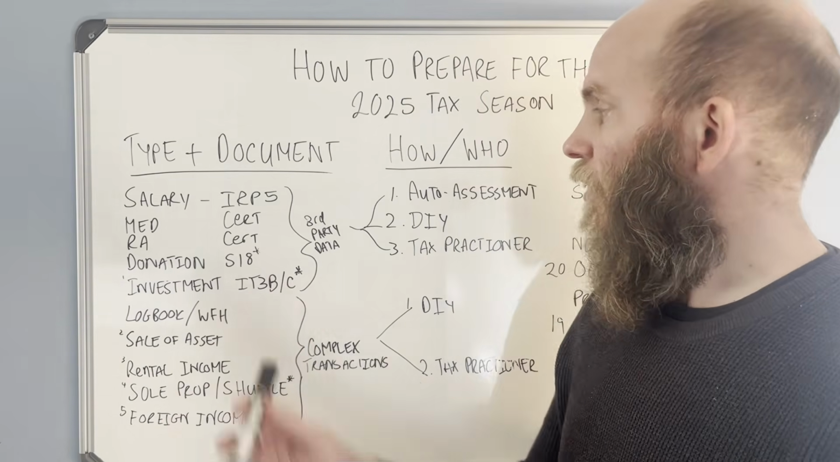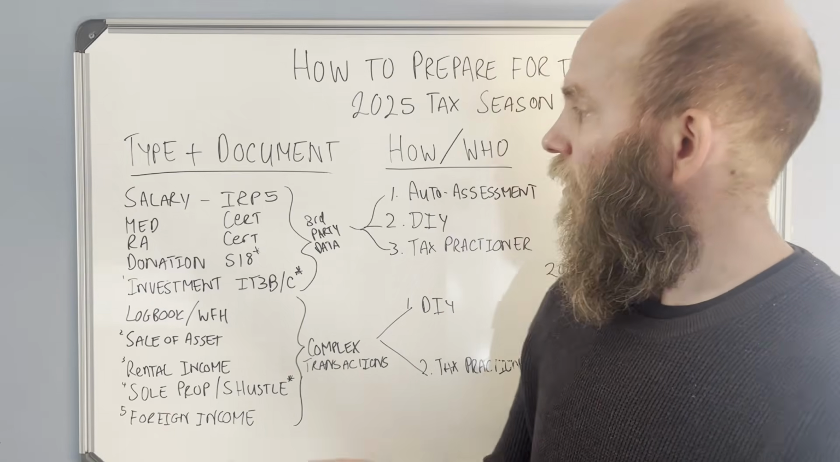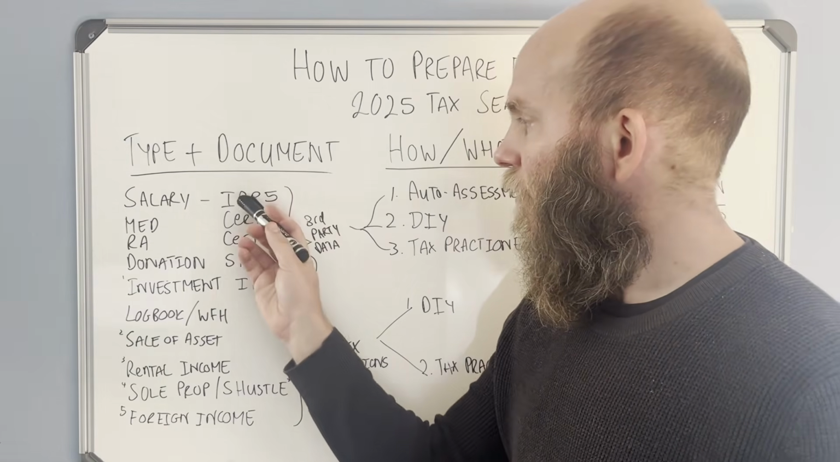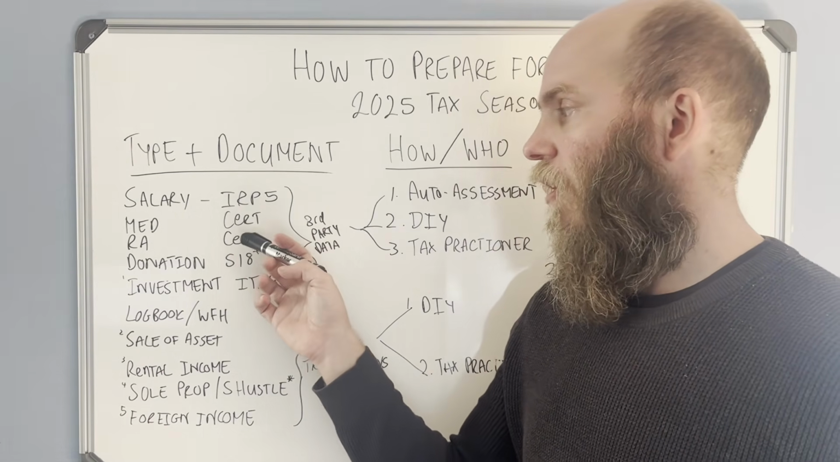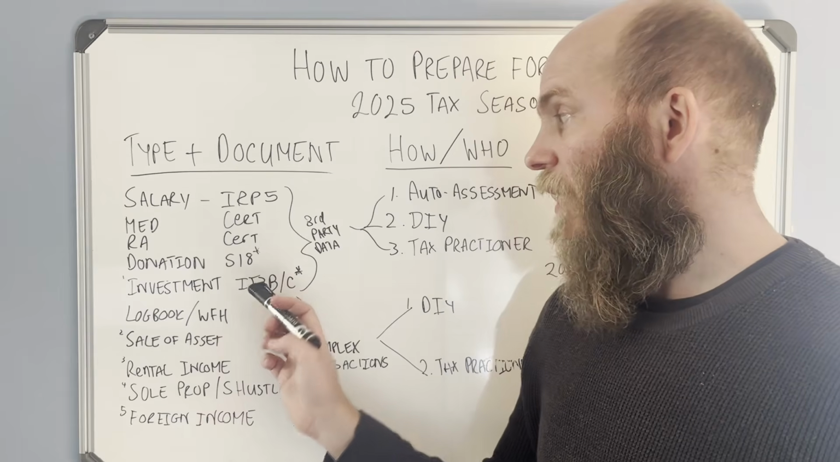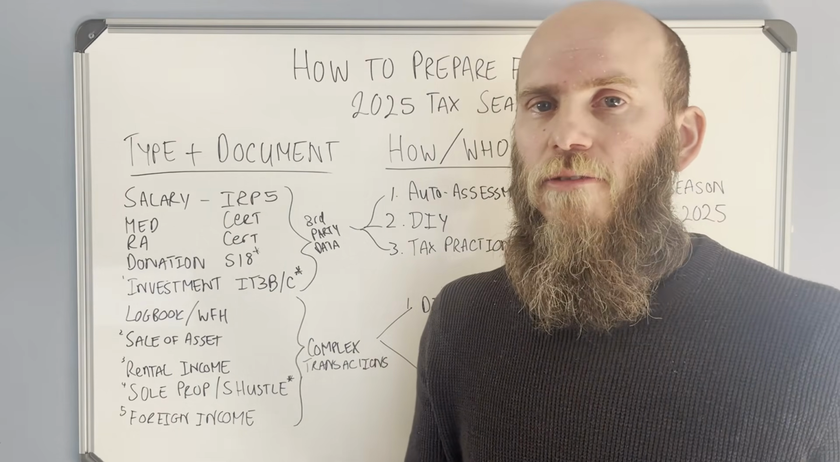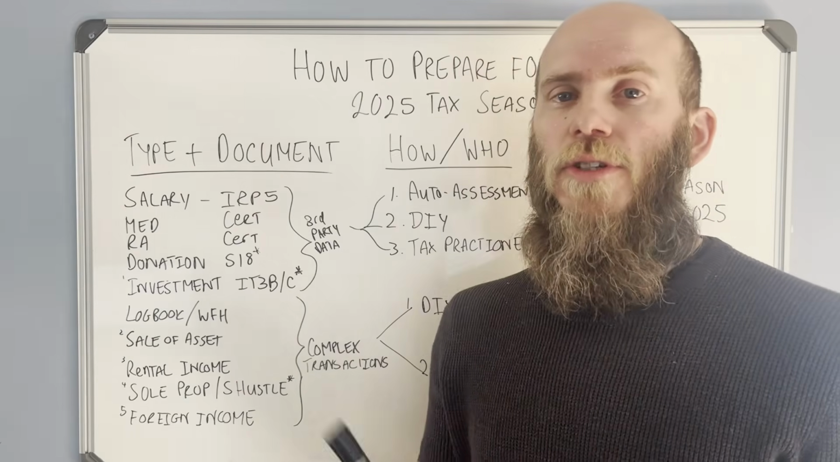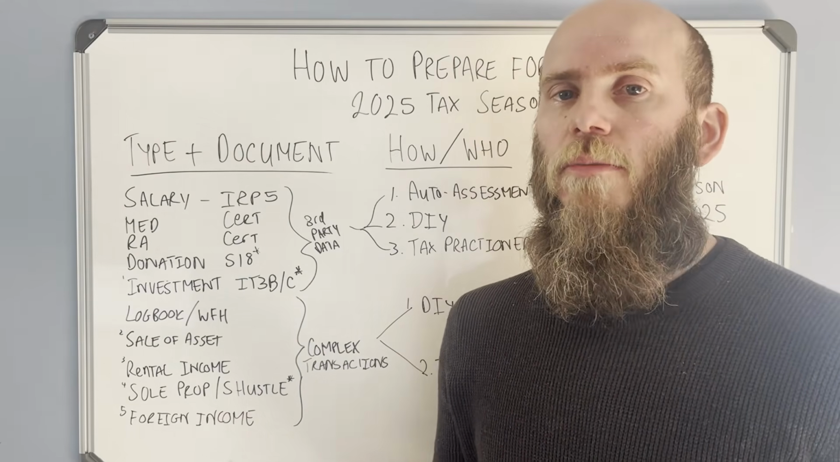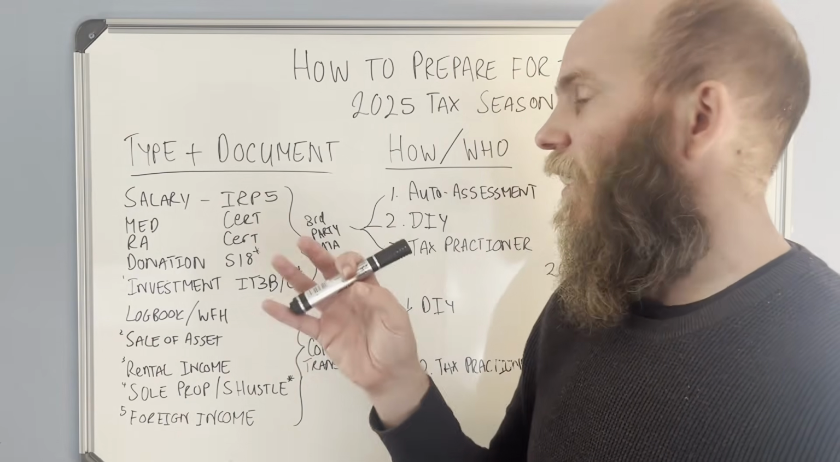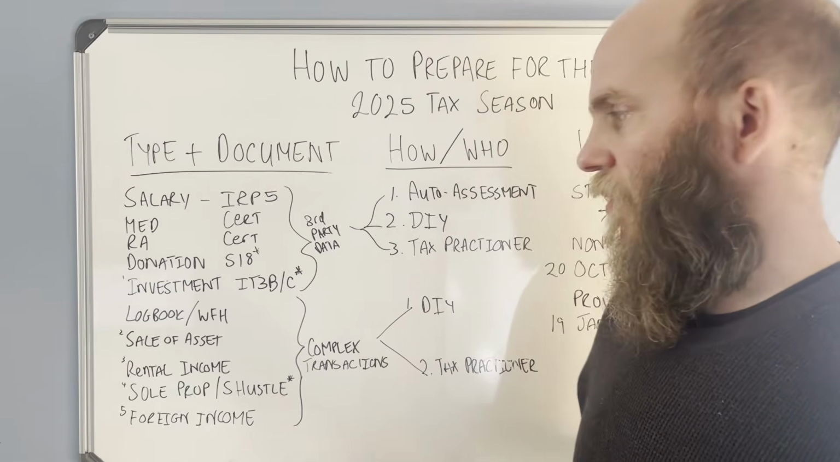It's important to note that the third party data, meaning the IRP5, the medical, the RA, and the IT3B data, is third party data that automatically populates on eFiling. So if you only have those sources of income or deductions, then you are likely to get auto assessed.